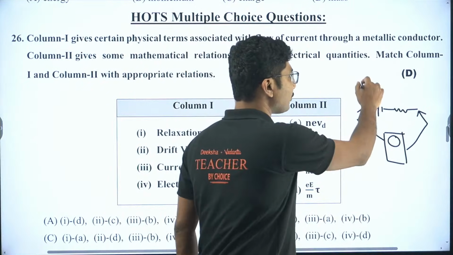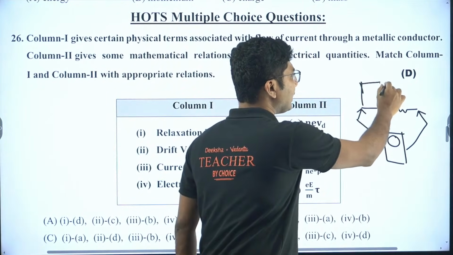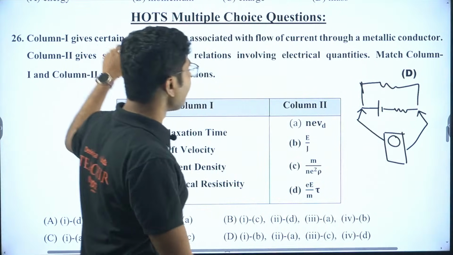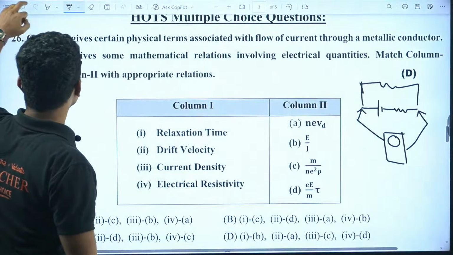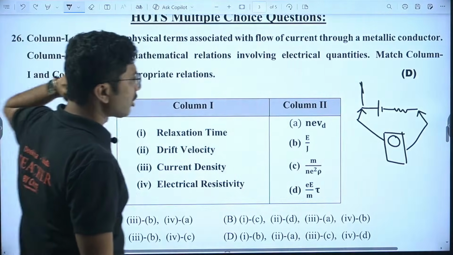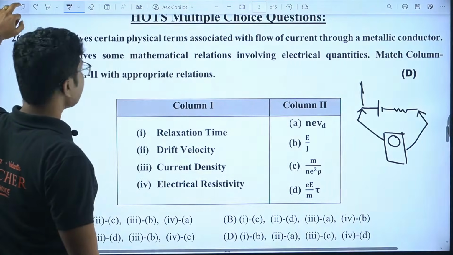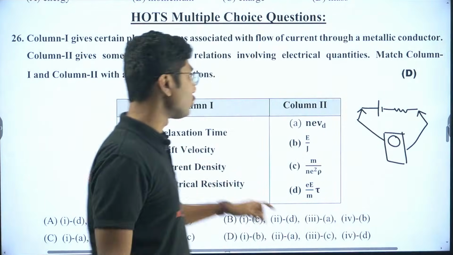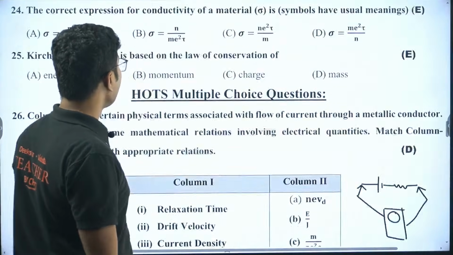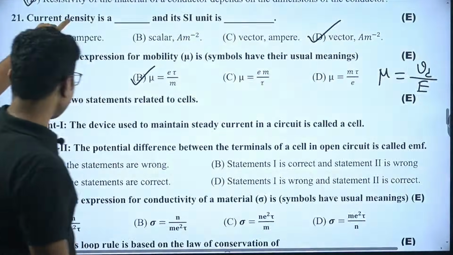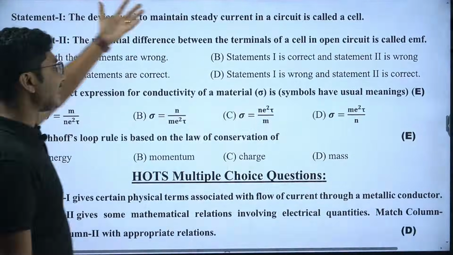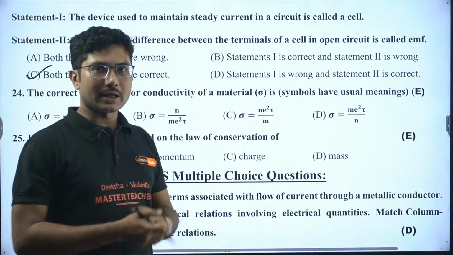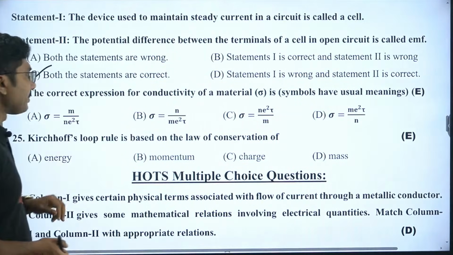You will get the EMF of the cell. As soon as you apply a resistance in the circuit, that will no longer be an open circuit, and you cannot say that is the EMF of the cell. So to measure the EMF of the cell, the circuit has to be open. And obviously a cell is the device used to maintain a current in a circuit. So both statements are correct.